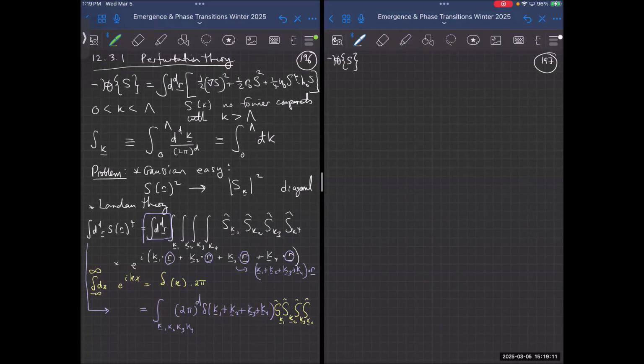So when I write down what the effective Hamiltonian is now, minus the effective Hamiltonian in k space is just like this. It's 1/2 the integral over one variable, k, of r naught plus k squared times S of k squared. And then 1/4 u naught integral k1 up to k4 S k1 up to k4, and then 2 pi to the d times my delta function.